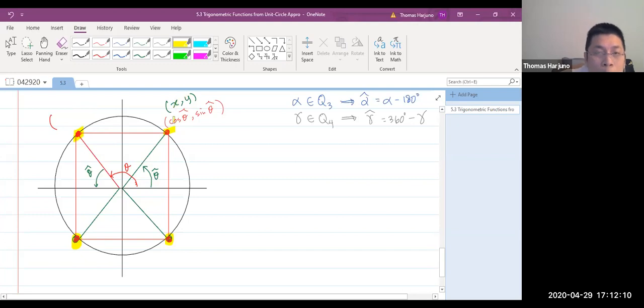Okay, now suppose the coordinate in quadrant 1 is x comma y. Can you tell me what's the coordinate in quadrant 2? Well, the x will be opposite, can you see? But it must have the same y, right? Instead of calling it x and y, let's change that. Let's call this coordinate p comma q in quadrant 1. Then what will the coordinate be in quadrant 2, with the same reference angle? It will be the opposite x, but the same y.